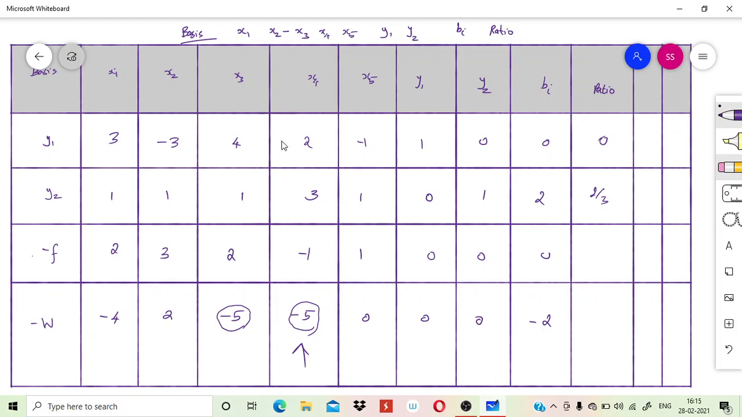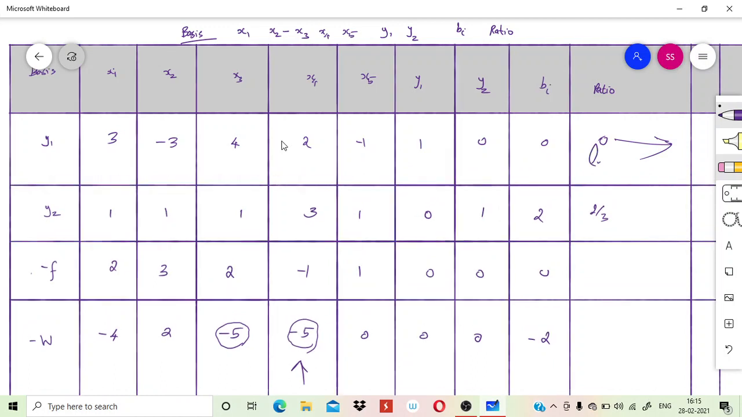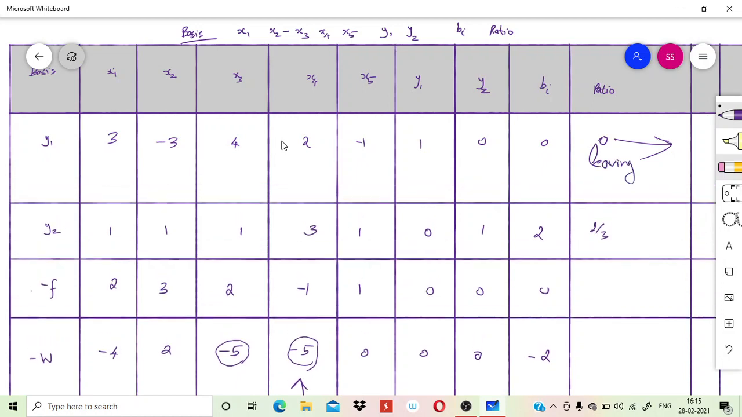In this, if you have any negative values in the ratio column, you ignore them. You always consider the positive values. Then you have to take the minimum of these positive values. The minimum value is nothing but 0. So this 0 is the leaving variable.